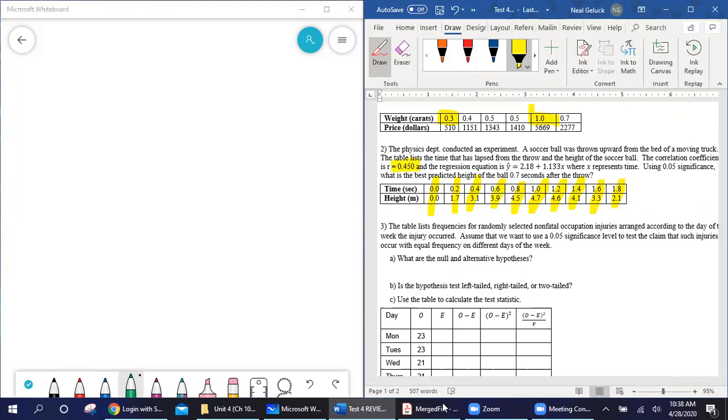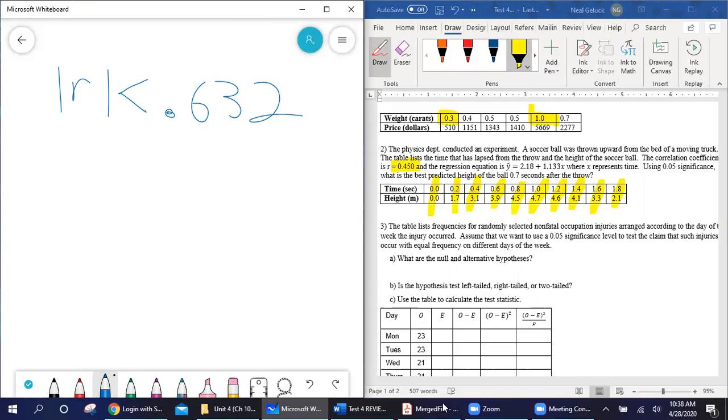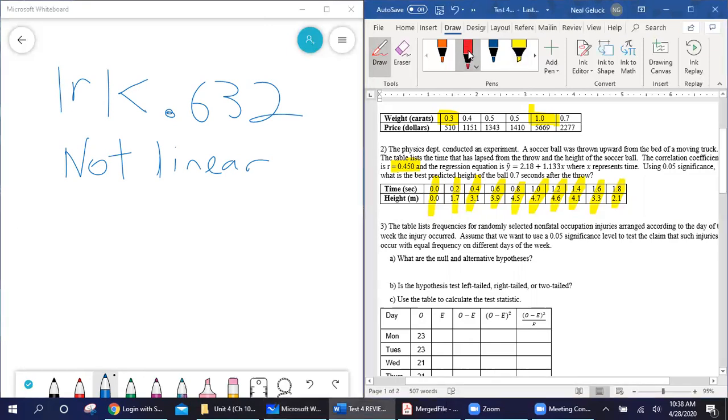So the absolute value of R this time is too small. It's below, again, my threshold was 0.632. So it's not linear. So that means I cannot use the equation of the line. Basically, the equation of the line is worthless.